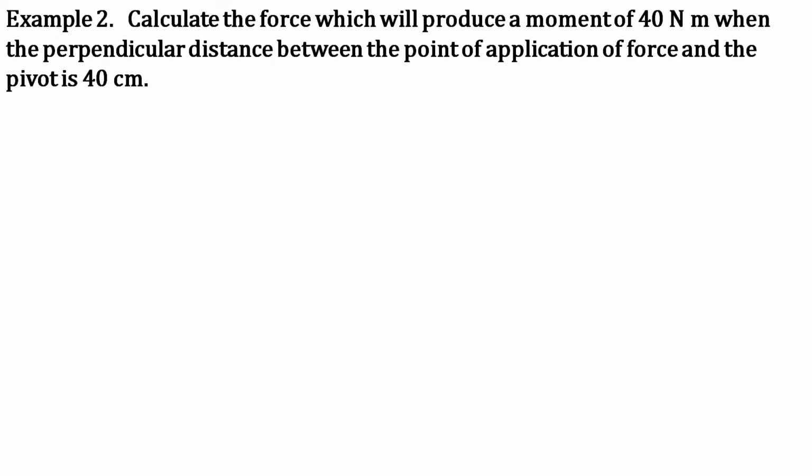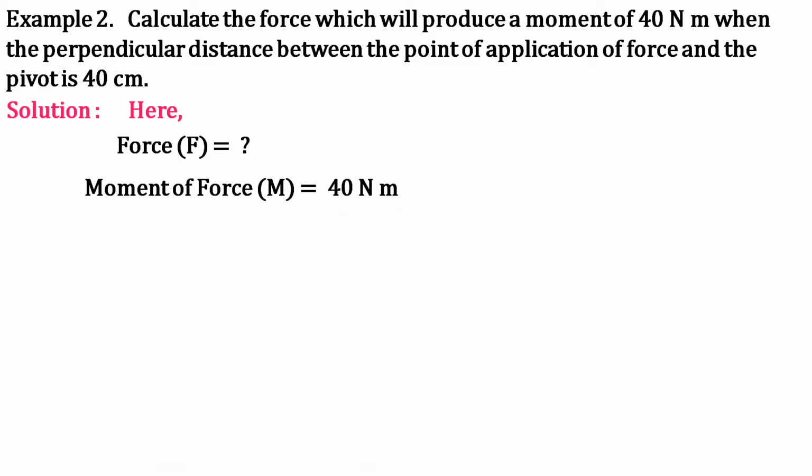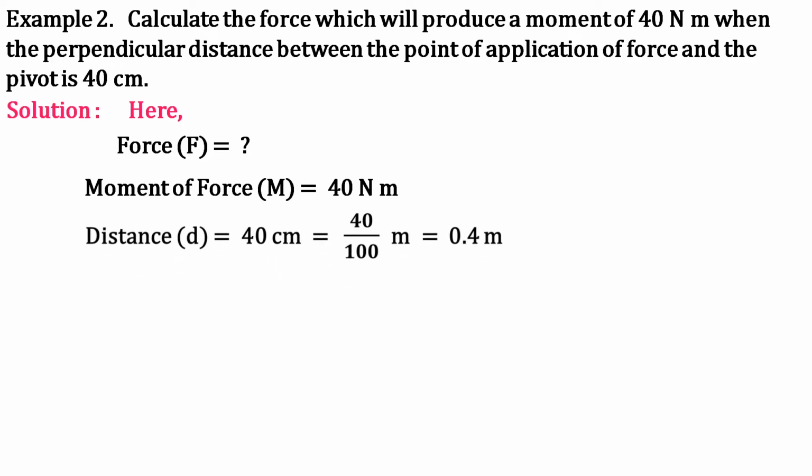The second example is: calculate the force which will produce a moment of 40 Newton meter when the perpendicular distance between the point of application of force and pivot is 40 centimeter. Now in this question we have to find force, so I have put a question mark. This is the unknown value. And in the question, moment of force M is given as 40 Newton meter. And the perpendicular distance or the moment arm is given as 40 centimeter.